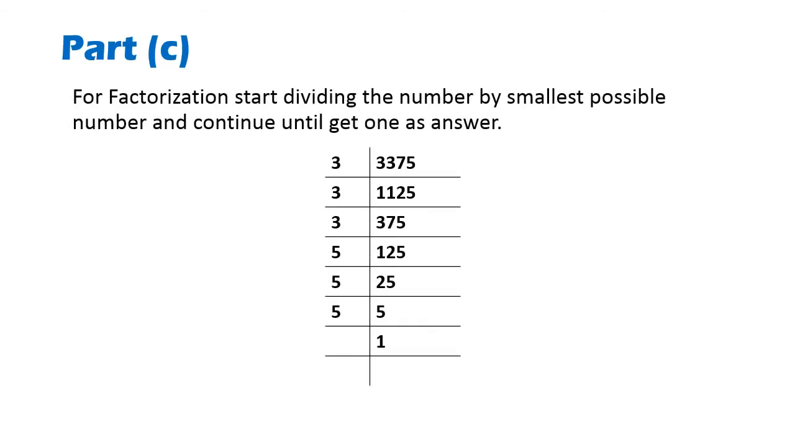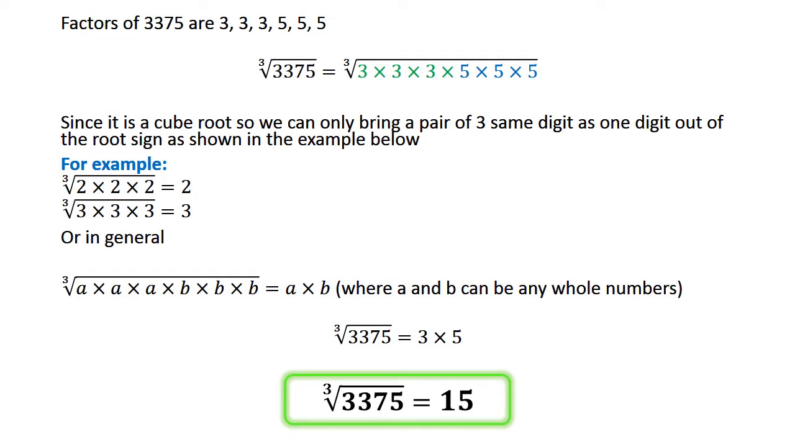Part C. For factorization, start dividing the number by the smallest possible number and continue until we get 1 as the answer, as shown in the prime factorization method below. So the factors of 3375 are 3, 3, 3, 5, 5, 5, and since it is a cube root, we can only bring a group of 3 same digits as one digit out of the root sign, as shown in the example.